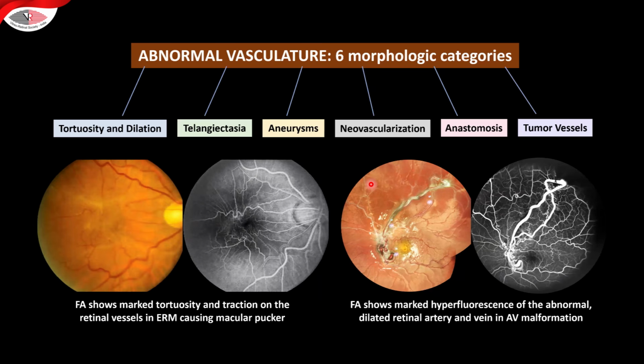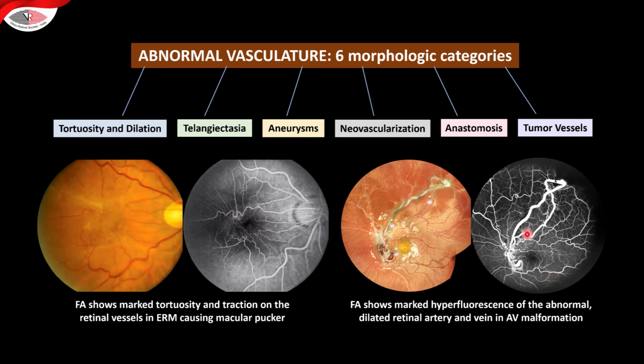So the abnormal vasculature we can divide into 6 morphologic categories: tortuosity and dilatation, telangiectasia, aneurysms, neovascularization, anastomosis, or tumor vessels. So FA shows marked tortuosity and traction in the retinal vessels in epiretinal membrane, causing a macular pucker. You can see the enhancement of all these areas on fluorescein angiography. Although today we most of the times diagnose it on the OCT, but this just gives you an idea of how much distortion it causes to the fundus.